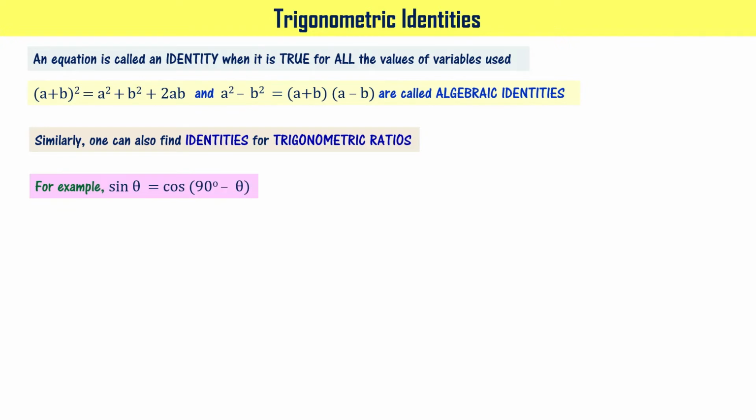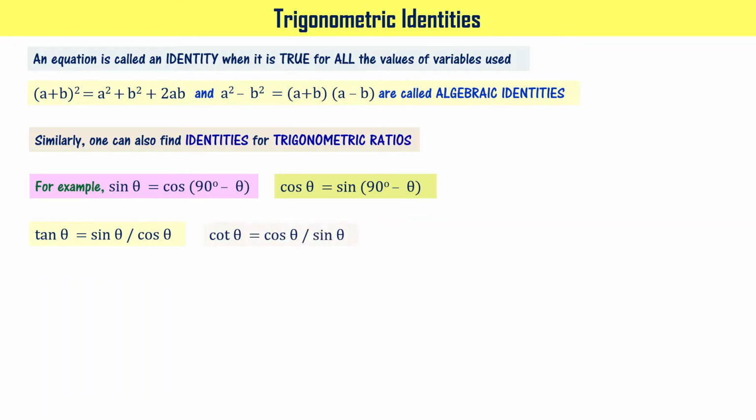For example, sine theta equal to cos 90 minus theta, right? This relation you have learned in the trigonometric ratios of complementary angles video, right? Cos theta equal to sine 90 minus theta is another relation. Tan theta equal to sine theta by cos theta. This you have learned in the very first video on this topic, Introduction to Trigonometry, right? And cot theta equal to cos theta by sine theta. Cosec theta equal to 1 by sine theta. Sec theta equal to 1 by cos theta, right?